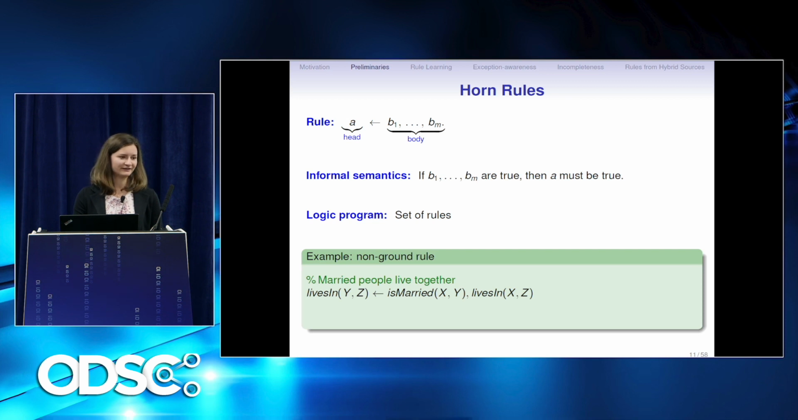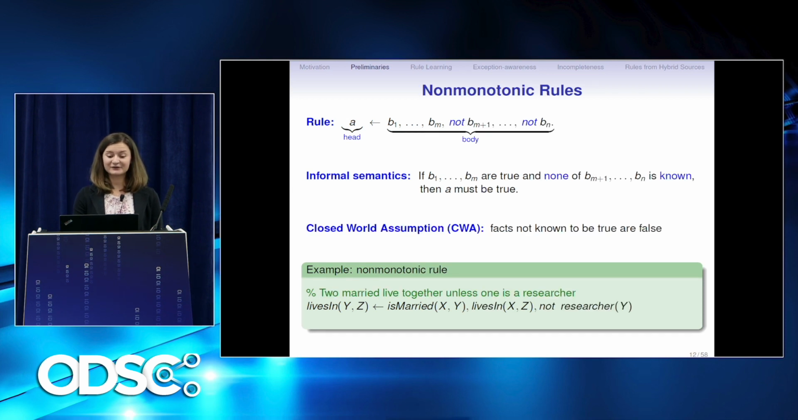So married people live together. There could actually also be exceptions, as every rule has an exception. For instance, as some of you might know, in fact, married people live together unless one is a researcher. So basically, these kinds of exceptions are also very interesting. And in fact, we want to learn rules that could potentially handle such exceptions. So this is the rule that is presented formally on the slide.